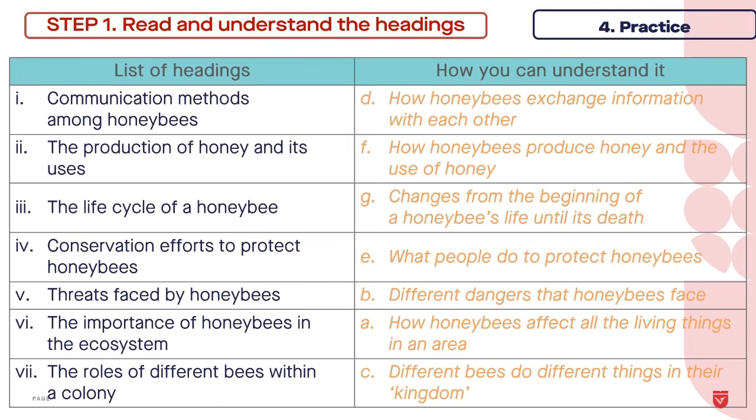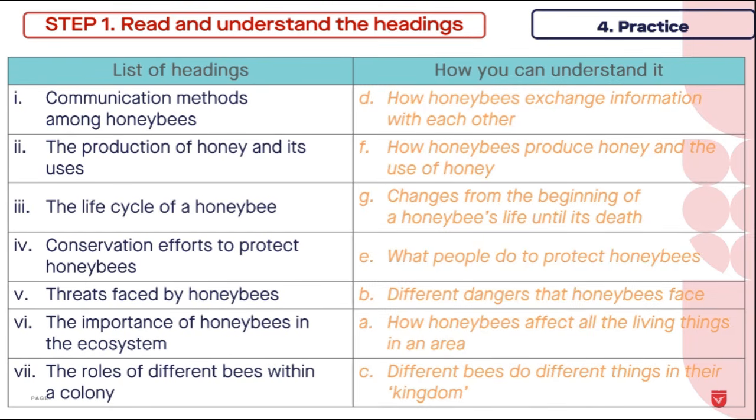Number 5. Threats faced by honeybees, or different dangers that honeybees face. Number 6. The importance of honeybees in the ecosystem. That is, how honeybees affect all the living things in an area. Number 7. The roles of different bees within a colony, or different bees do different things in their kingdom.